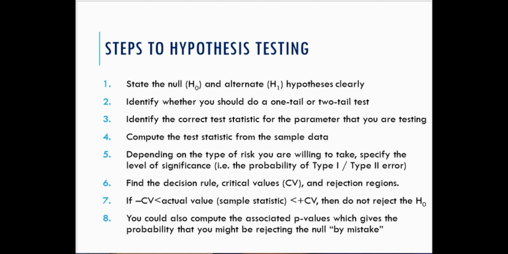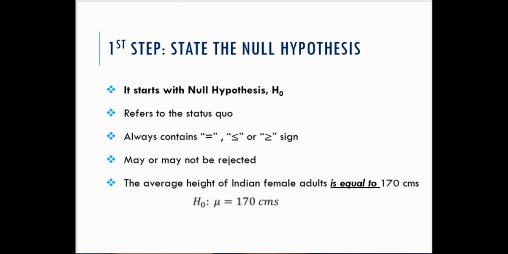And then if the actual sample statistic lies between the negative critical value and the positive critical value, then you do not reject the null hypothesis, or you can also compute the associated p-values. So the first step: state the null hypothesis. So what is the null hypothesis H0?